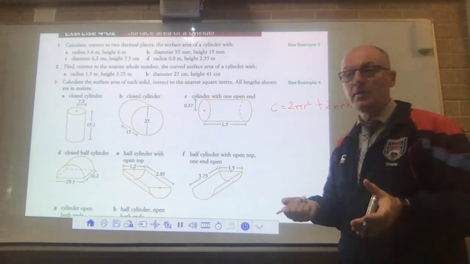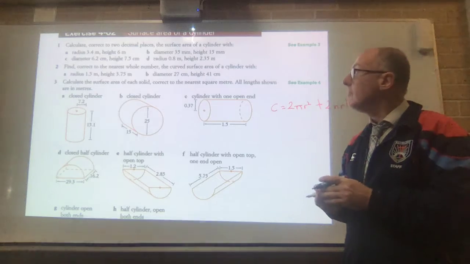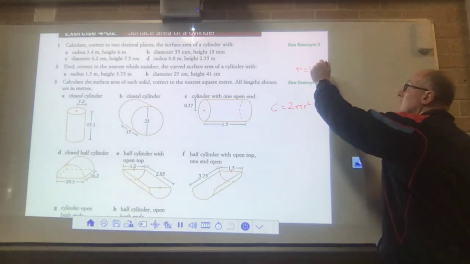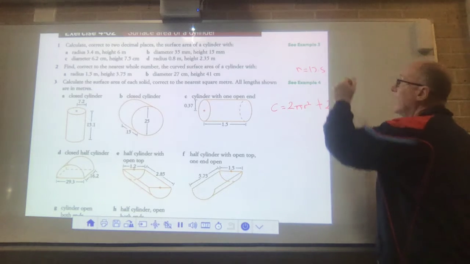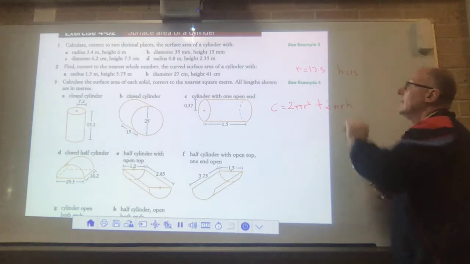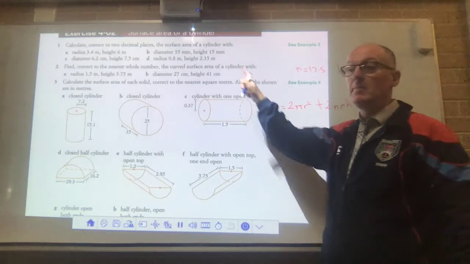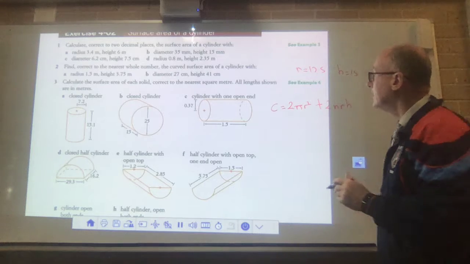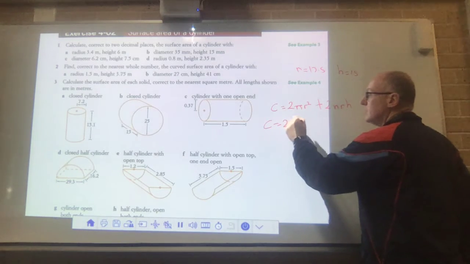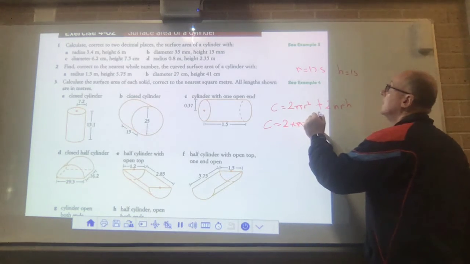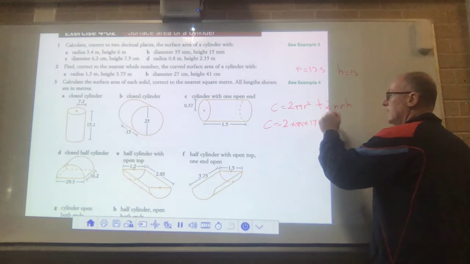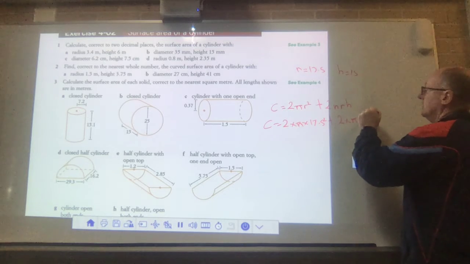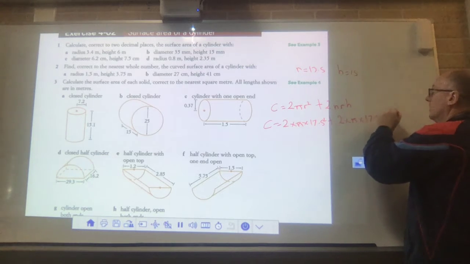So if the diameter is 35, therefore the radius must be 17.5. So the radius is 17.5 and the height is 15. And we're dealing in millimeters, so remember, when we finish the question, we're dealing in millimeters squared. So the surface area equals 2 times pi times 17.5 squared plus 2 times pi times 17.5 times 15.